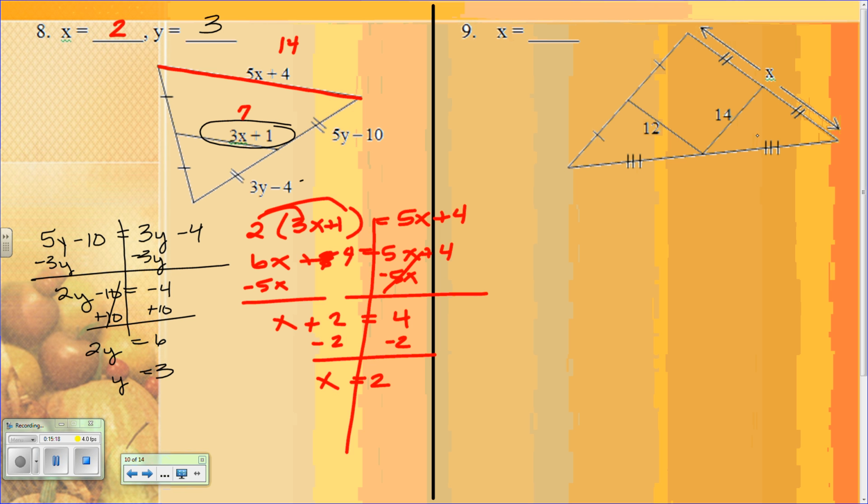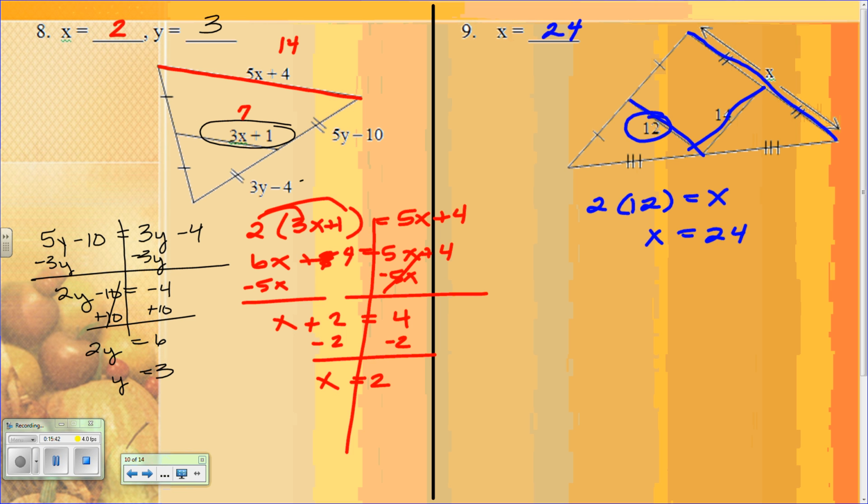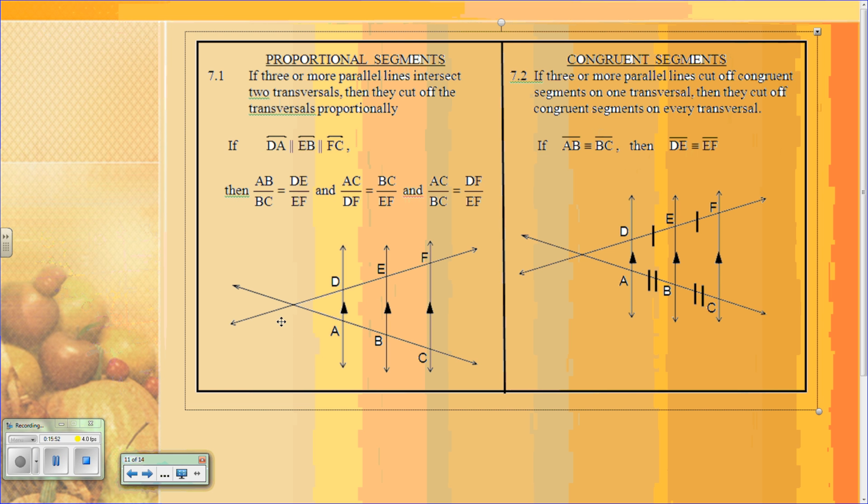All right. Now this one looks really weird, but if you think about it, this piece right here is a mid-segment, so that makes it half of this. So if this is 12, I need 2 of these. I need 2 12s to equal 1x. So that makes x 24. Same thing applies here. If this one is 14, then that makes this one 28. Now we have proportional segments.